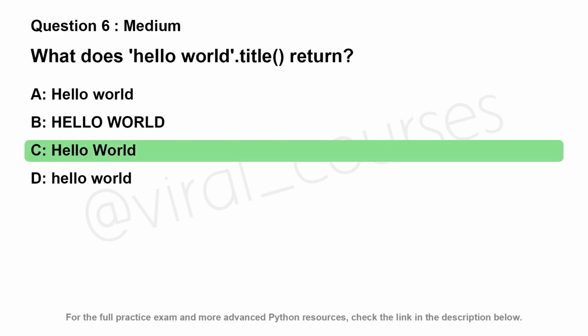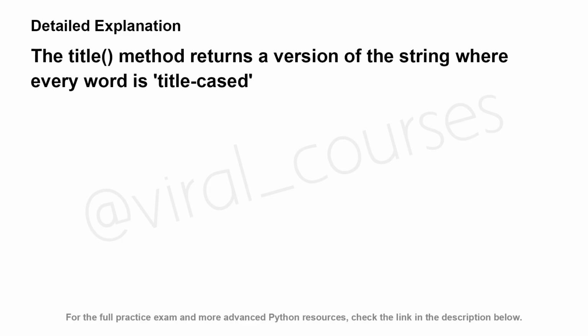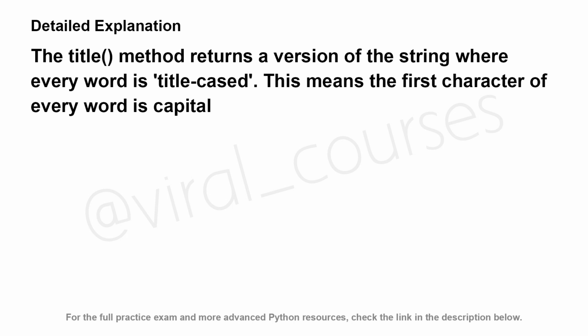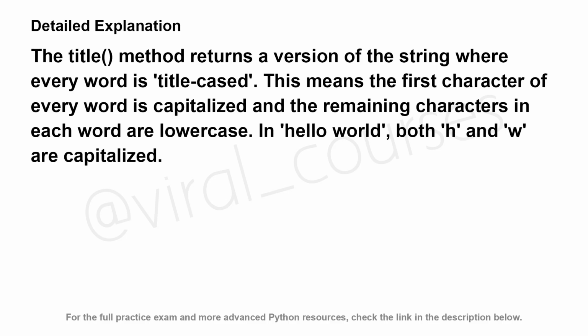The correct answer is C. The title method returns a version of the string where every word is title cased. This means the first character of every word is capitalized and the remaining characters in each word are lowercase. In 'Hello World', both H and W are capitalized.